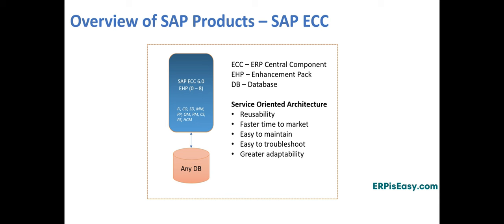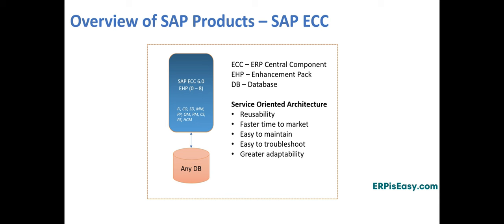SAP HANA Database. As previously stated, S/4HANA runs exclusively on the HANA database, SAP's in-memory, column-oriented relational database management system that combines OLTP and OLAP into a single system. We discussed all of these things in the previous section on the SAP HANA database.